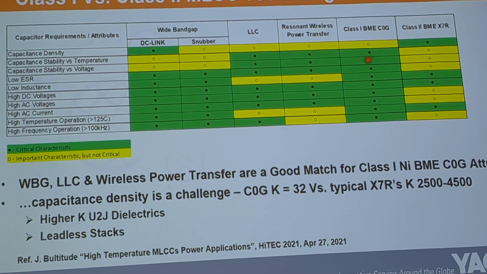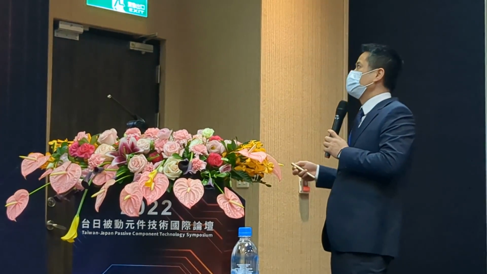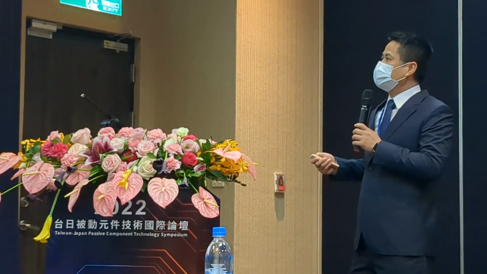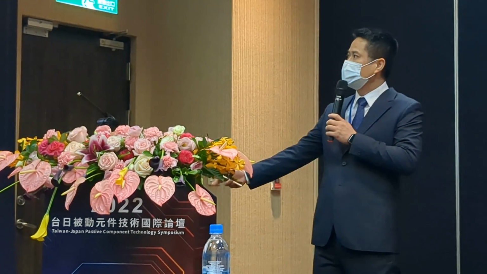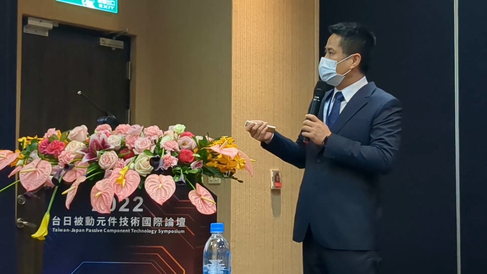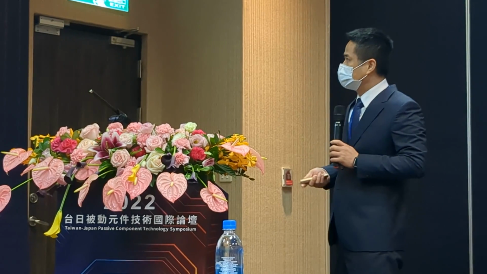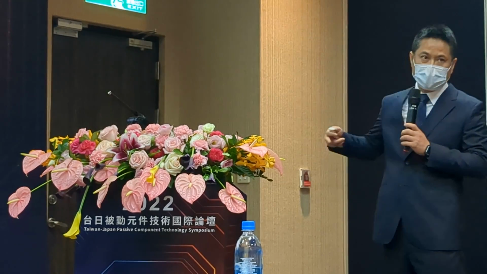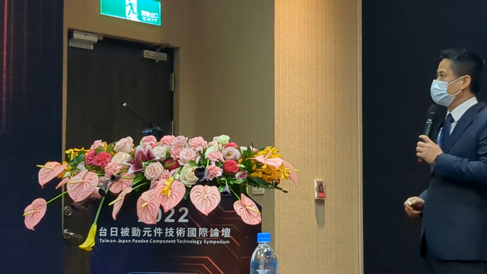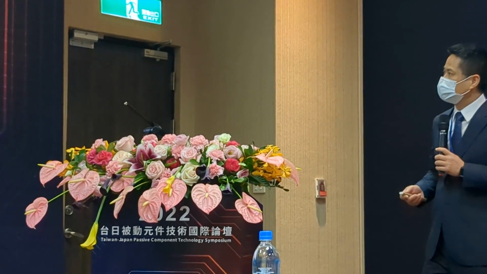capacitance density here. So that's why, to overcome the downside of the relatively lower capacitance density, we recommend to use a relatively higher dielectric constant U2J product, and also using the Lidis stack. I would describe this in more detail later. But even the U2J dielectric, if we compare with the conventional X7R, the class 2 capacitors, the capacitance and dielectric constant is much lower than the class 2.